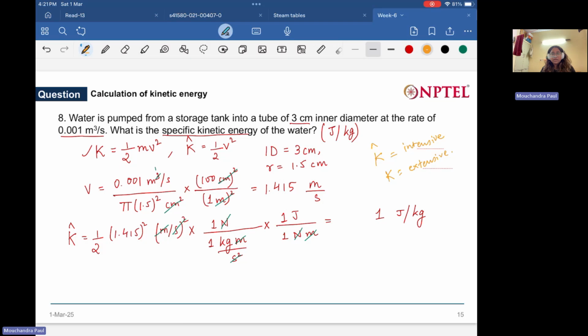So you can imagine, the more the mass of the water or size of the tube diameter, something like that, the more kinetic energy will be present in the water, right? But if you remove the mass term, then it becomes specific kinetic energy, and it is not dependent on the quantity or the mass of the water anymore. All right.